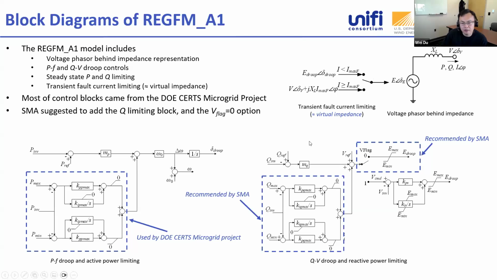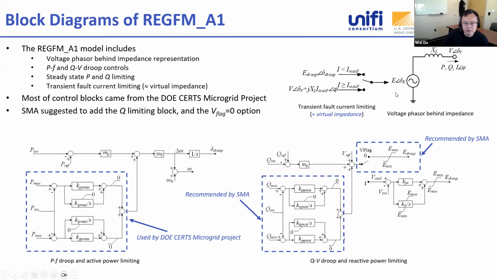And also, because your grid forming inverter is not an infinite bus, it has its own limitations, power limitations and current limitations. With this model, we also have some pretty good steady state active power and reactive power limiting control. You can see this reactive power limiting control was recommended by SMA. And also we have a steady state P and Q limiting. Also we have the transient current limiting function, which is approximately equivalent to a virtual impedance to represent the short circuit fault current limiting.